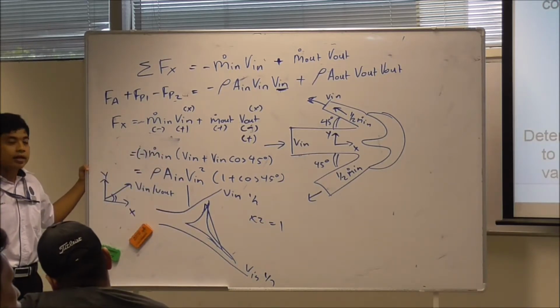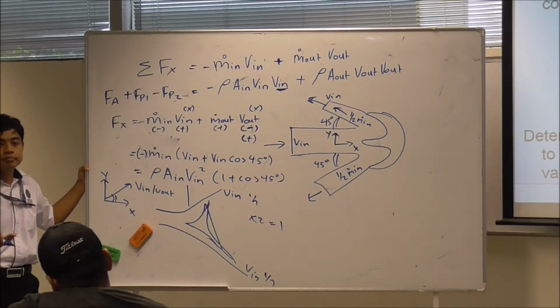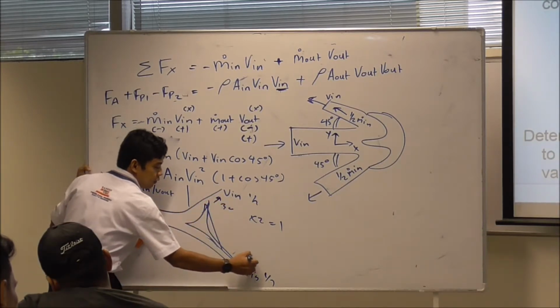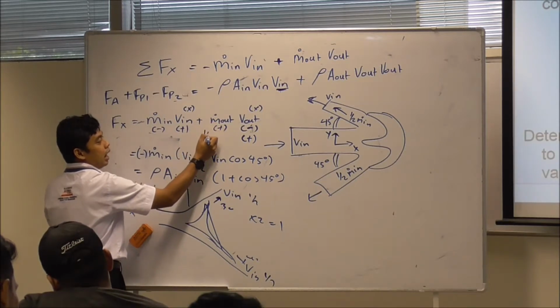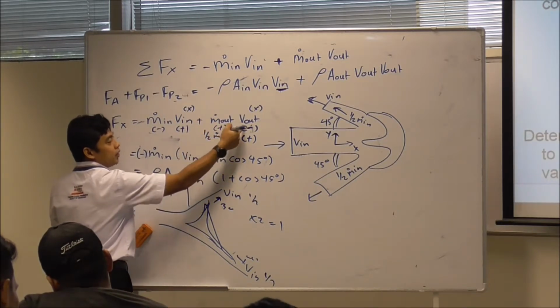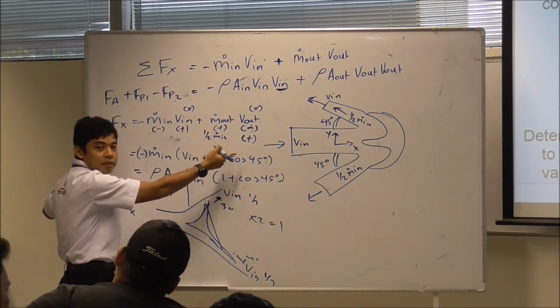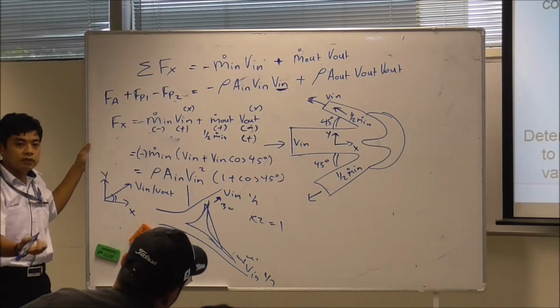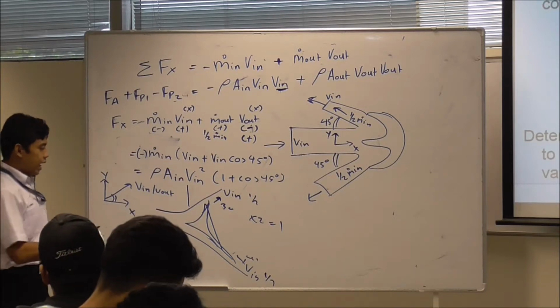If the angle is different, you have to calculate differently. If the angle is the same, you can combine them. What happens if this one the angle is 30, this one the angle is 45? So you need to, this m out becomes half m dot in V out times cos 30 plus half m dot in V out times cos 45. Clear? Okay, last one.